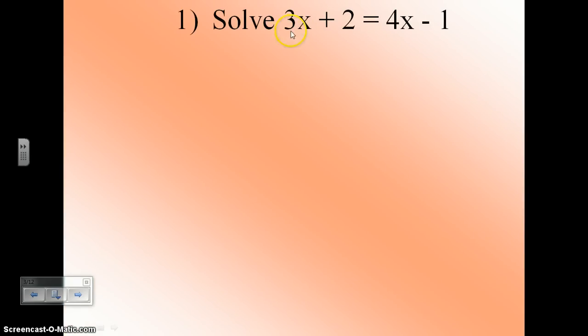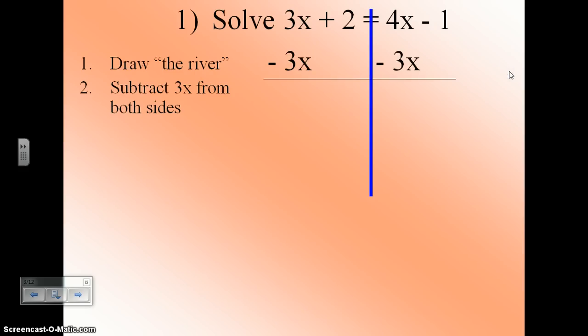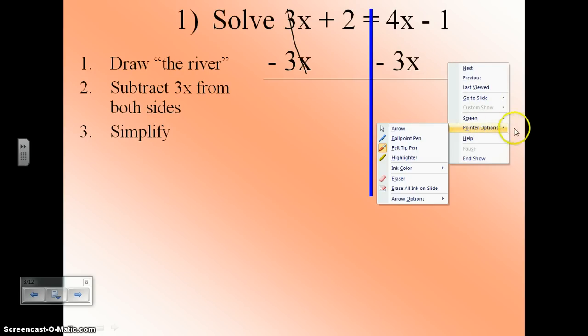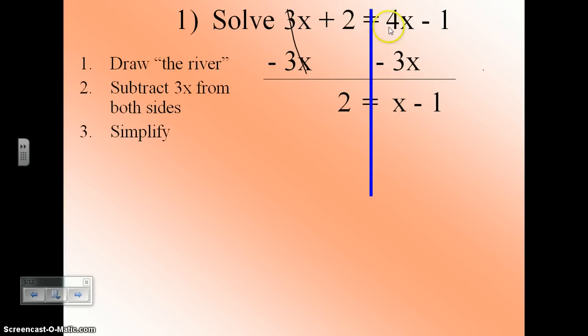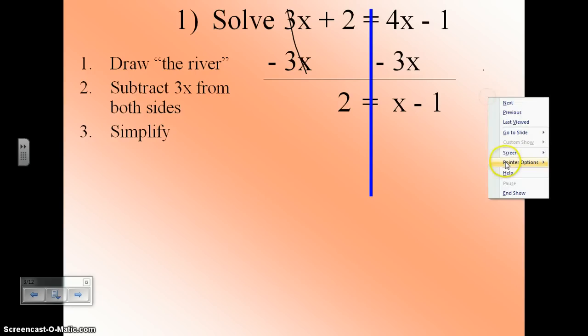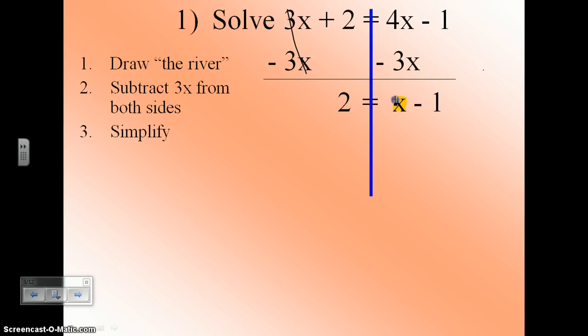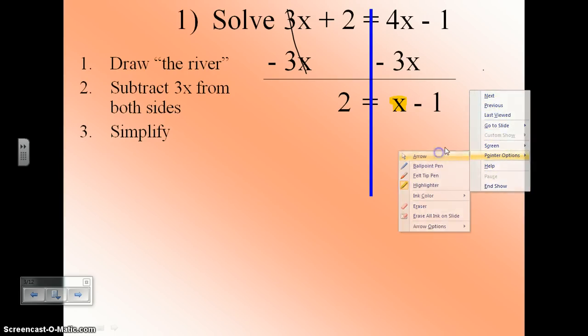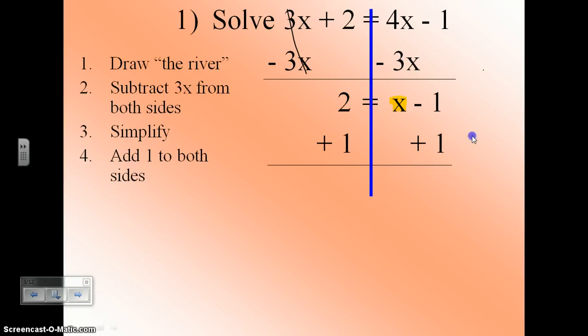So if we look at the example, first we're going to draw our river. Then, because the 3 is smaller than the 4, we're going to subtract 3x from both sides. That's going to cancel it over here. It's going to cancel it right here. And we're left with 2 equals 4x minus 3x gives me x minus 1. Now we're trying to get x by itself. So now we're going to move the 1 to the other side by adding 1 to both sides. And so our answer is 3 equals x.